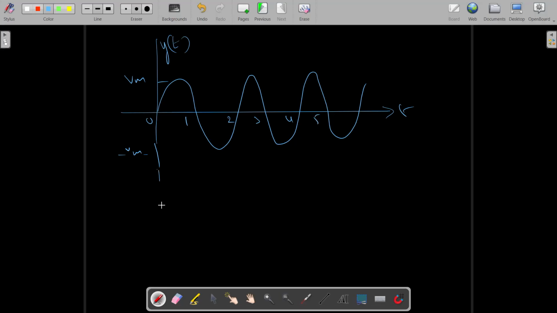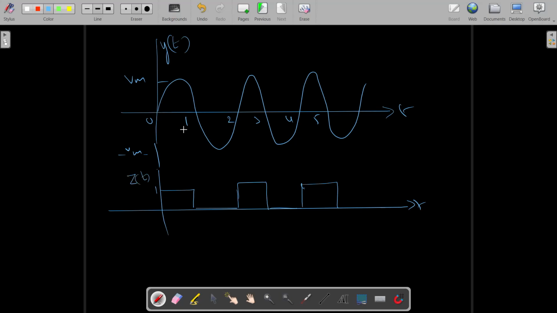Okay? So now let us take one more signal. So for positive half cycle, let us take 1, and for the negative half cycle, let us take 0. Similarly, you take 1 for the positive, and for negative take it as 0, and so on. Okay, so keep repeating this and you multiply this. Let us call this z of t with this y of t.